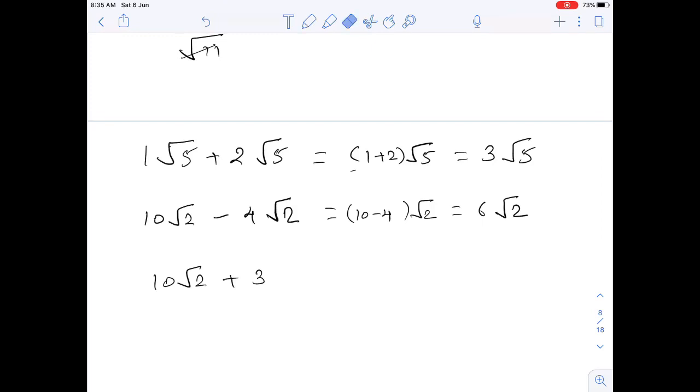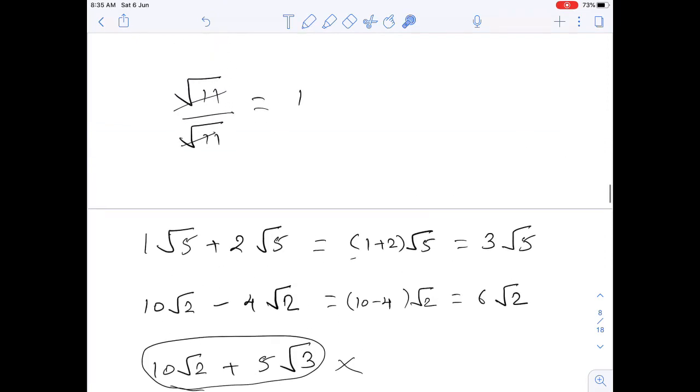Okay, now suppose it is given in this way, 10 root 2 plus 5 root 3. Now here we can see that the first number is 10 root 2, the second number is 5 root 3. Both the numbers have different root form numbers. Here it is root 2, here it is root 3. So in such a condition we cannot do any mathematical operation further. This will be as it is. We cannot add these numbers. Is it clear? Now let us proceed further with some more examples.